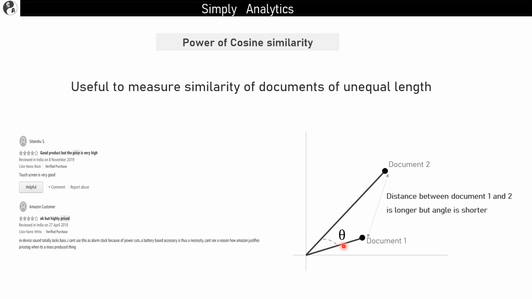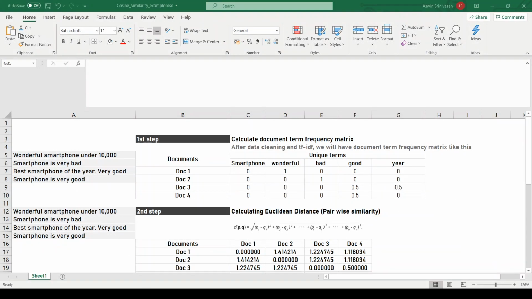So basically it disregards the magnitude. So even though one document is short and another document is long, if they are of the same theme, then it indicates a lesser angle between the two of them. To get a good understanding, let us see how Euclidean distance and cosine similarity are calculated using an example. Let's move to the Excel sheet now.